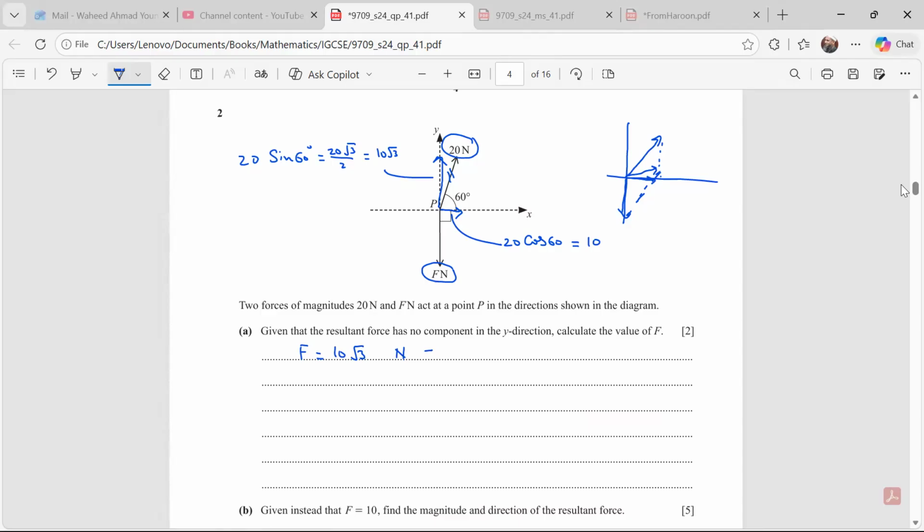If I take the value of root 3 as 1.732, this will become 17.32 newtons. Okay, so this was part A.